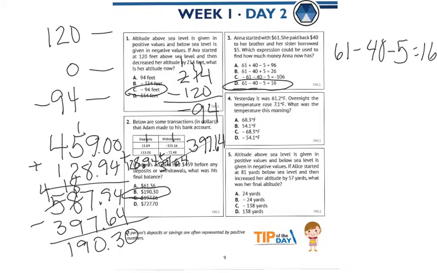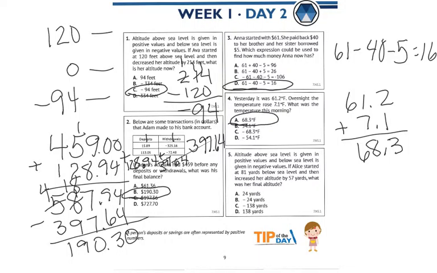Number 4. Yesterday it was 61.2 degrees Fahrenheit. Overnight, the temperature rose 7.1 degrees Fahrenheit. What was the temperature this morning? So since the temperature rose, we're going to add. 2 plus 1 is 3. Bring down your decimal. 7 plus 1 is 8. And bring down your 6. So the temperature is A, 68.3.